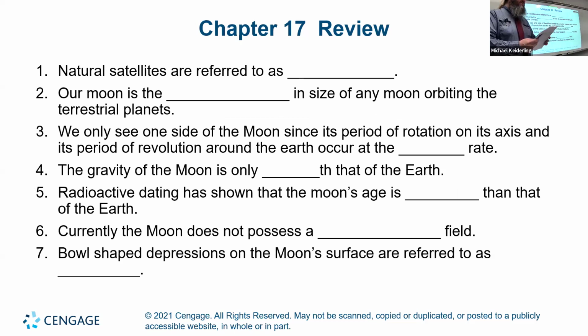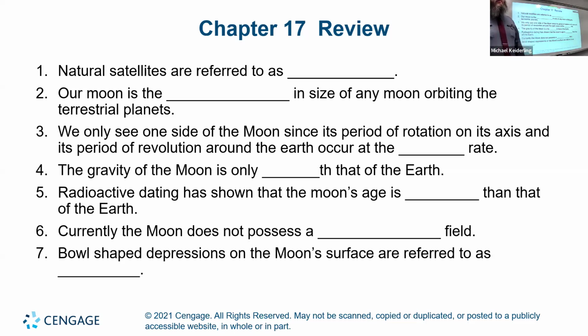So those are naturally occurring things that orbit something, a planet. Our moon is the largest in size of any moon orbiting the terrestrial planets. There are only 3 moons orbiting terrestrial planets, our moon and Mars's 2 small moons, Deimos and Phobos, which are dinky, relatively. Our moon is like the 5th biggest moon in the solar system. It's weirdly big compared to the size of the planet.